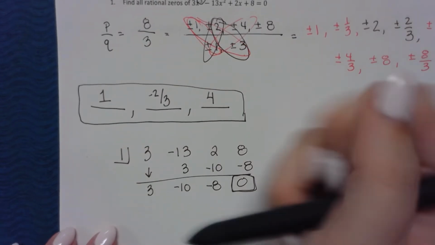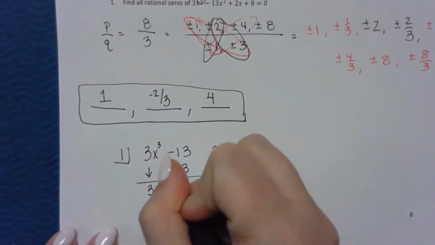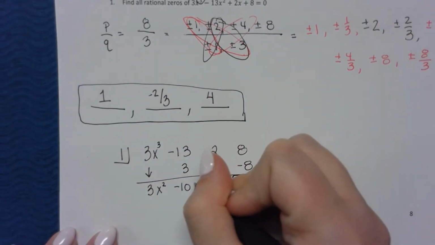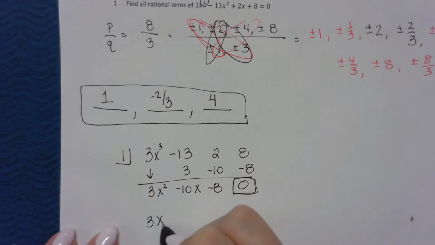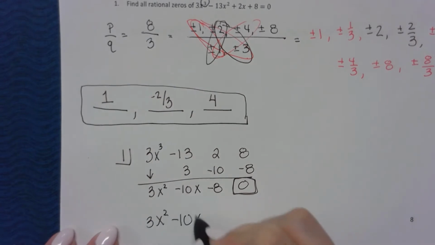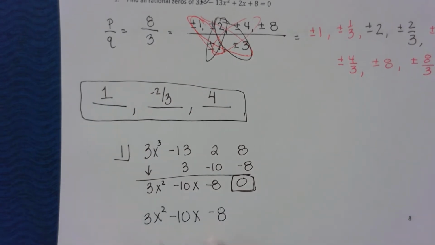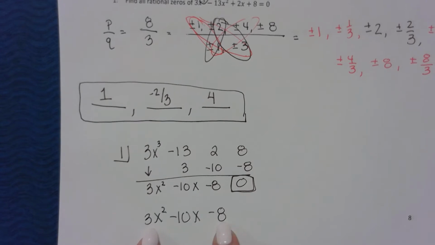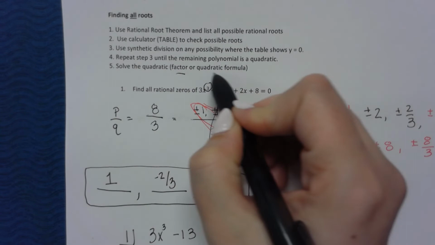Well, this was originally an x cubed, which means this is an x squared, which means this is x. So our function is 3x squared minus 10x minus 8. So once we use synthetic division to get to a quadratic, we're either going to factor or use the quadratic formula. So let's see if we could factor.